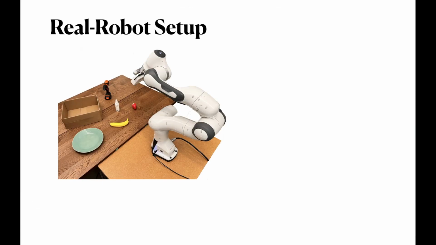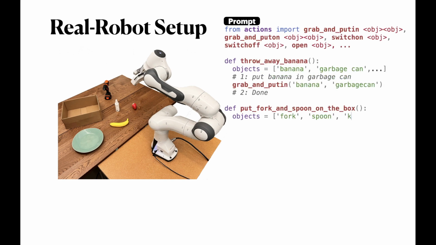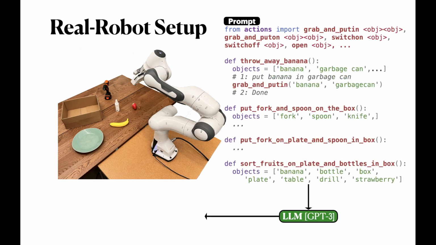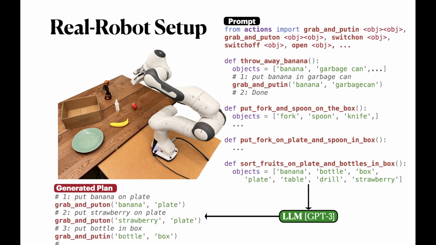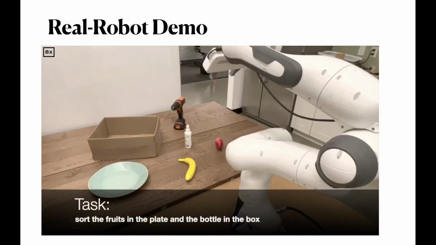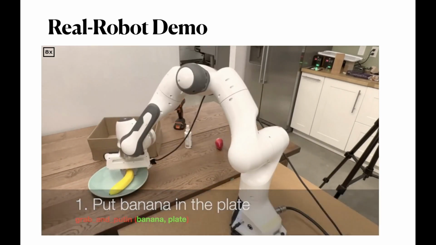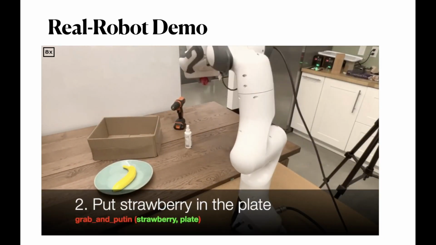We can easily adapt ProgPrompt for any environment, including a real robot manipulator. We try to solve the task, sort fruits in the plate and bottles in the box, with a task-specific object list. Our method could successfully solve this and other tasks specified in natural language.